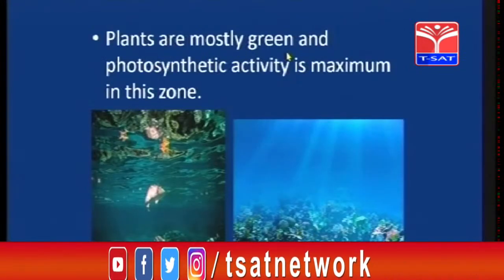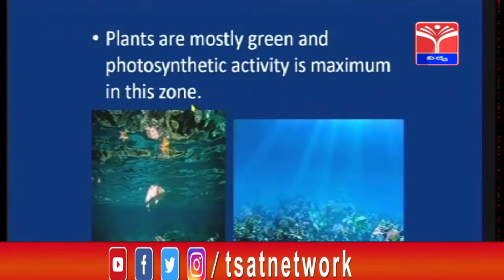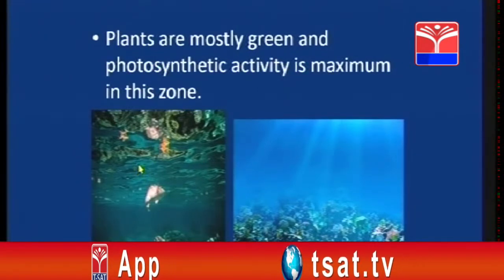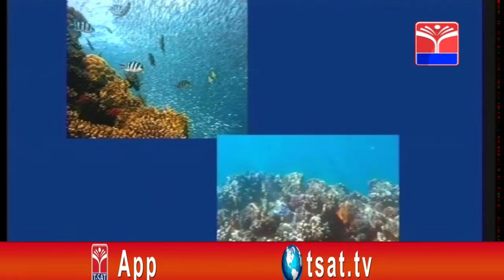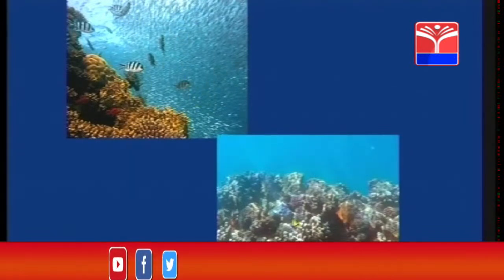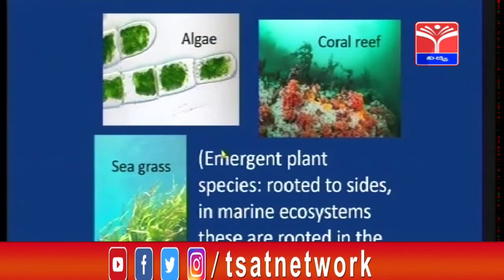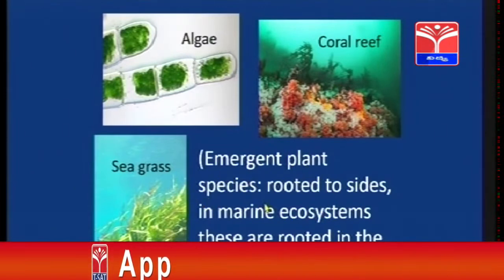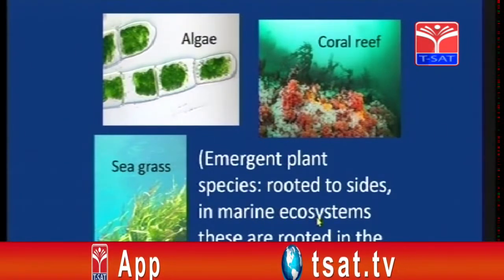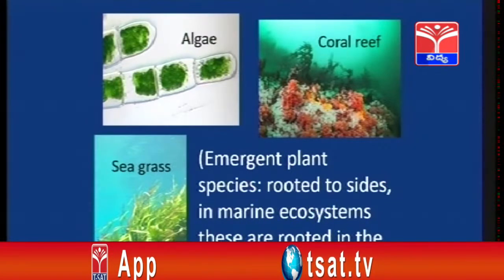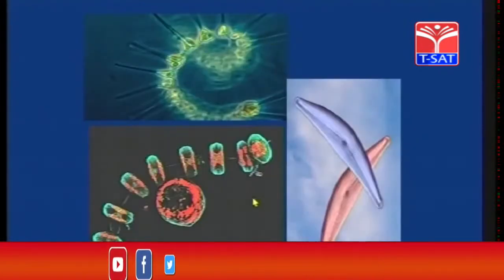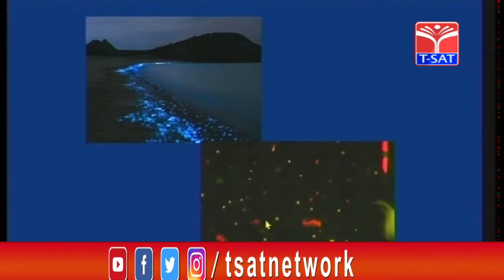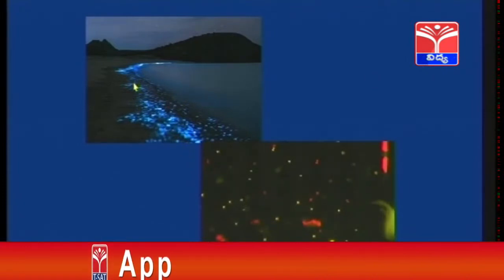Next, plants are mostly green and photosynthetic activity is maximum in this zone. Why is the photosynthetic activity more in this zone? Yes, because of the sunlight penetration. You can see children, most of the flora and fauna are found in this region. You can see the coral colonies, right? Now you can see the algal, coral reefs and the seagrass. The emergent plant species are rooted to sites in the marine ecosystem, in the continental shelf area. These are different types of algae, diatoms, children. You can see the algae which is shining, that is bioluminescent algae on the seashore, right?